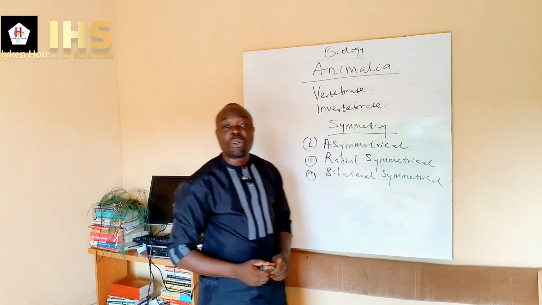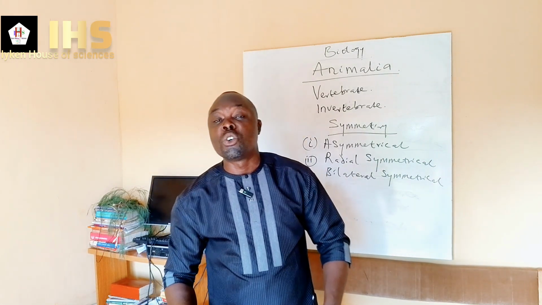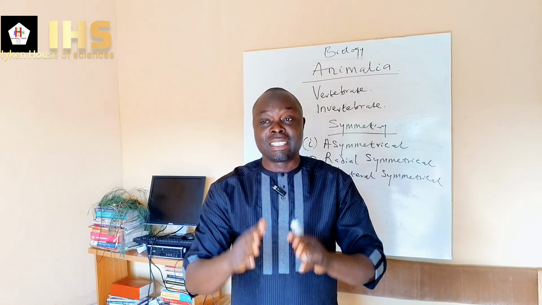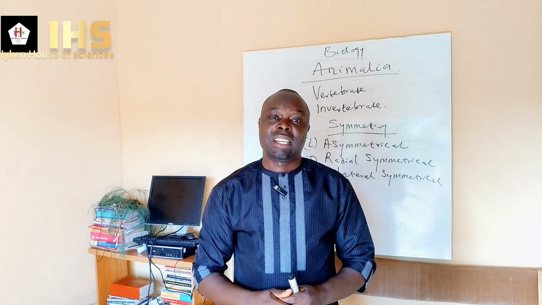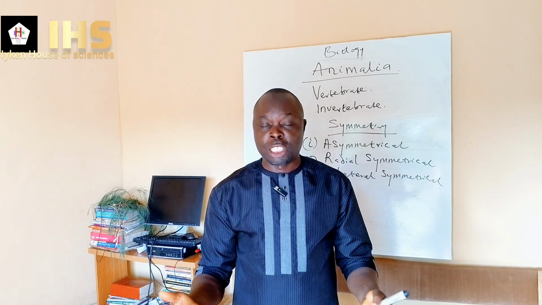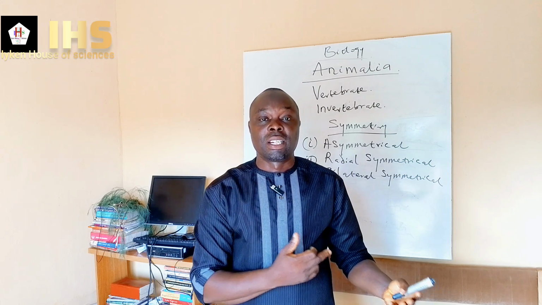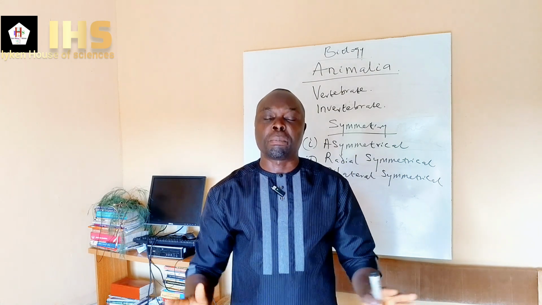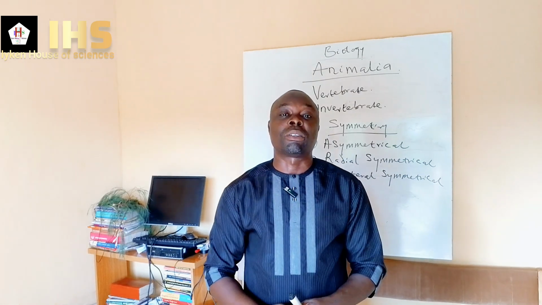Asymmetrical animals are those animals that have no body plan. They lack definite structure, like sponge. Sponge belong to this animal. They are asymmetrical animals. Shapeless animals, animals without shape, are classified as asymmetrical animals.